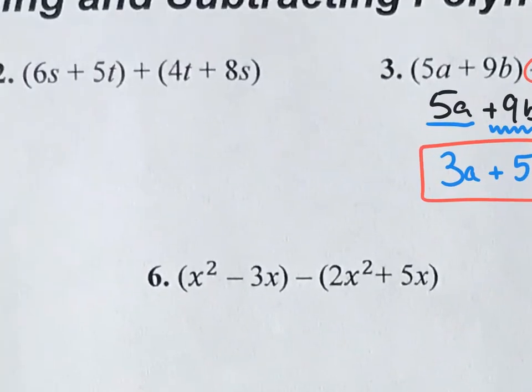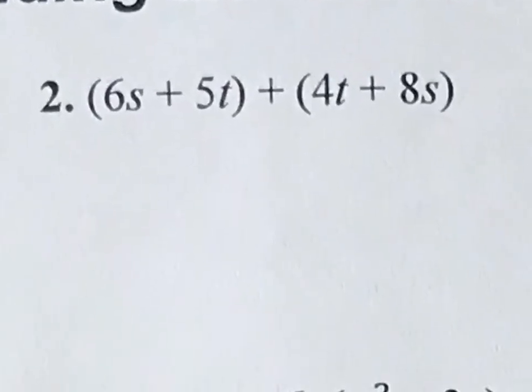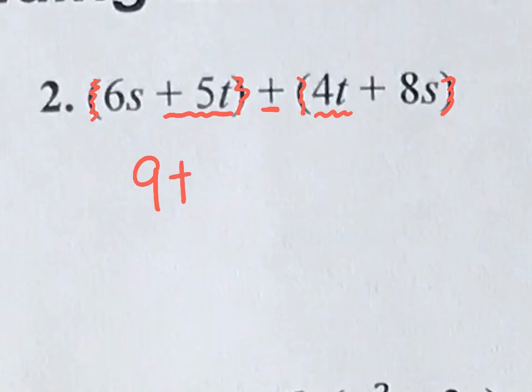So like let's say I was doing number 2, right? It's adding. You're just combining like terms. You're not multiplying. So the plus sign indicates you don't even have to worry about the parentheses. You could just forget about the parentheses. Okay? And then you could combine the t's with the t's. So if I combine 5t with 4t, what do I get? 9t, not 90, but yeah, 9t. Okay? It's not 9t squared, right?